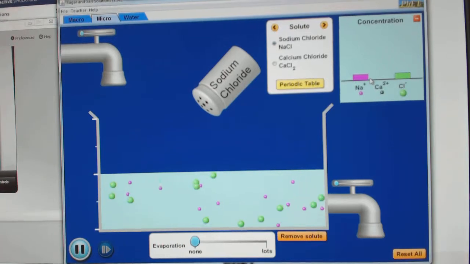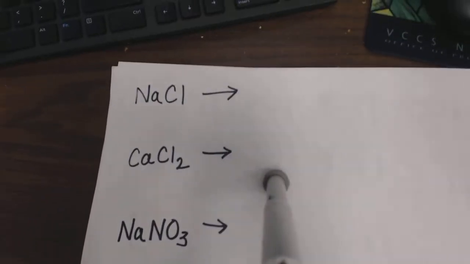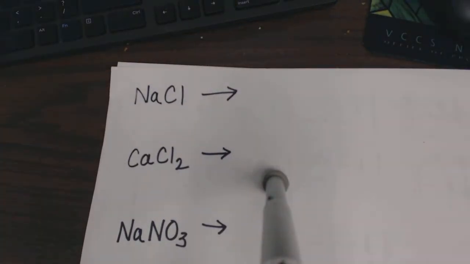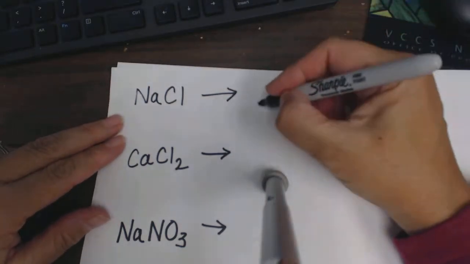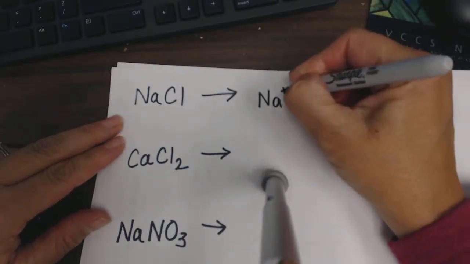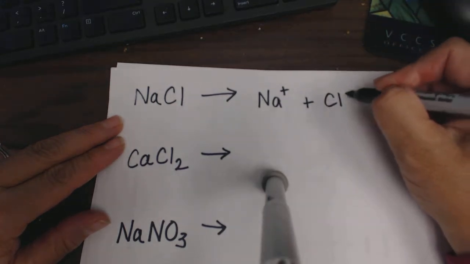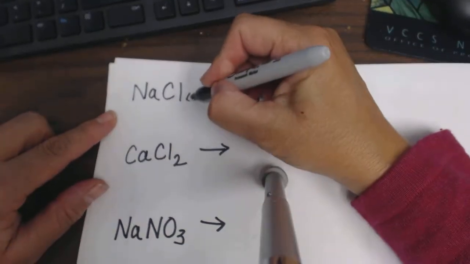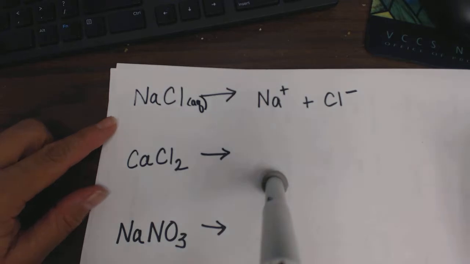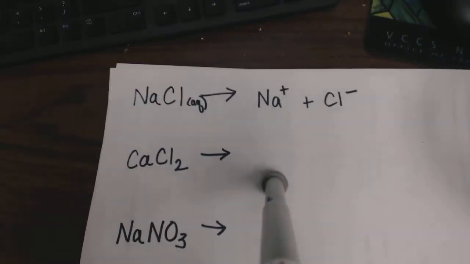So if I want to represent this as dissolving, let me come down here, see if this works. I can write this. So when NaCl dissolves in water, it breaks apart into its ions. And so I can write this as Na+ and Cl-. So that's how I represent NaCl. If I put the little aq after it, that means that it's aqueous and it's dissolved in water.